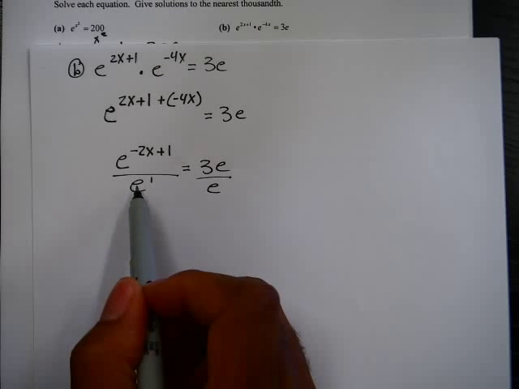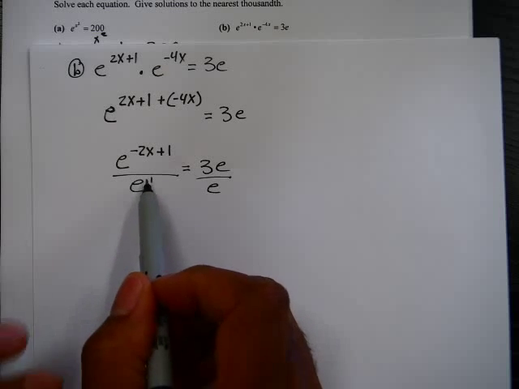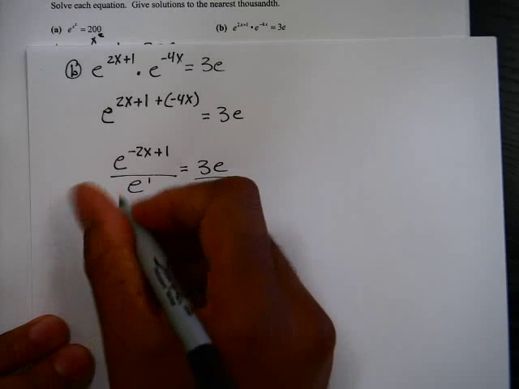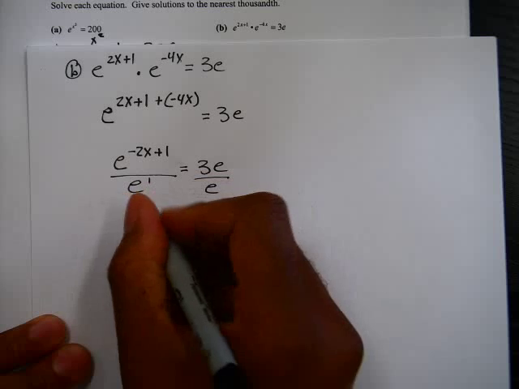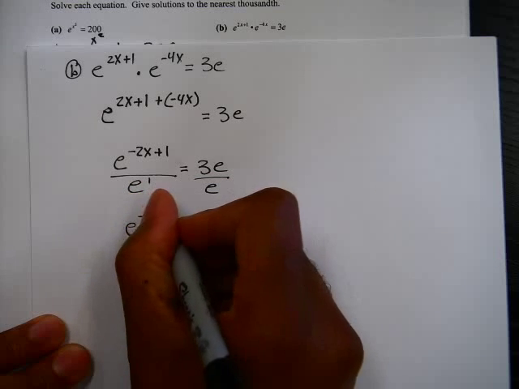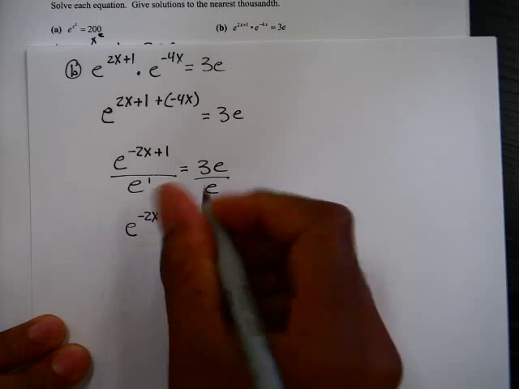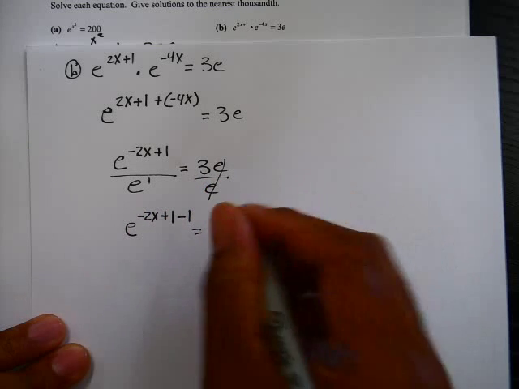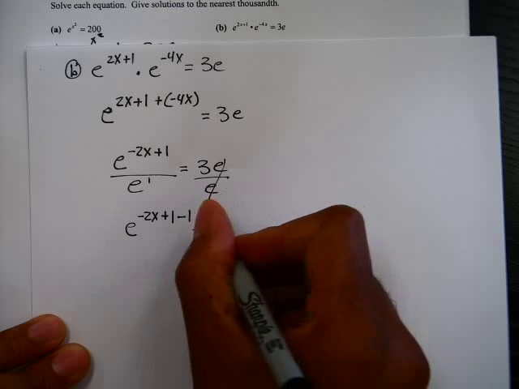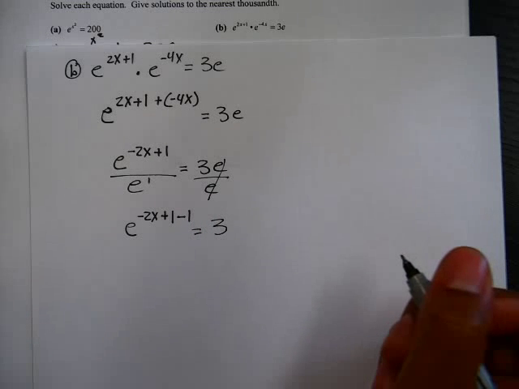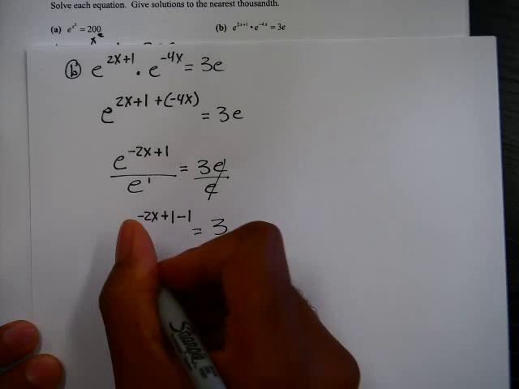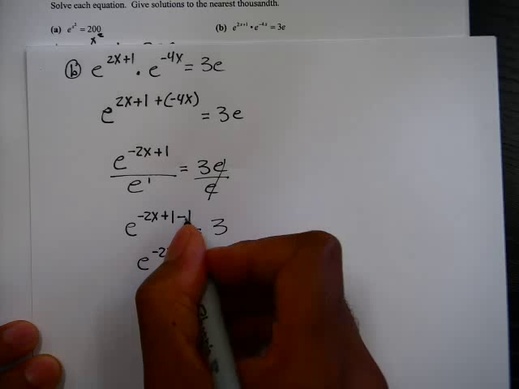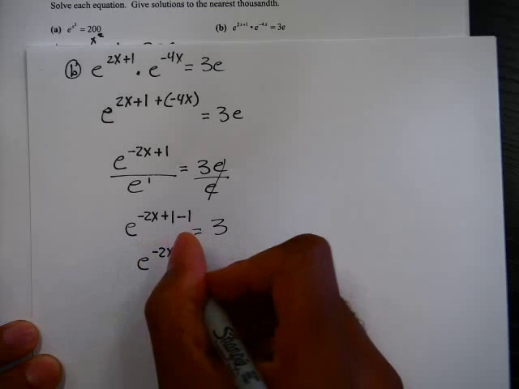So if I have e to the negative 2x plus 1 divided by e to the first power, when you're dividing and they have the same base, you subtract the denominator's exponent. So this would be e to the negative 2x plus 1 minus 1 equals, and on that right side it's canceled out, leaving just 3. Combine like terms now: this becomes e to the negative 2x, because plus 1 minus 1 cancels out, equals 3.